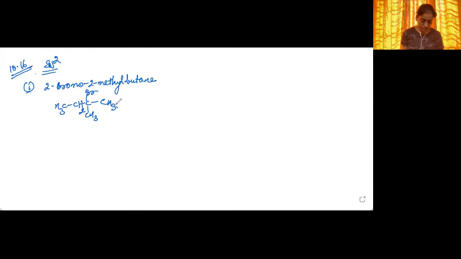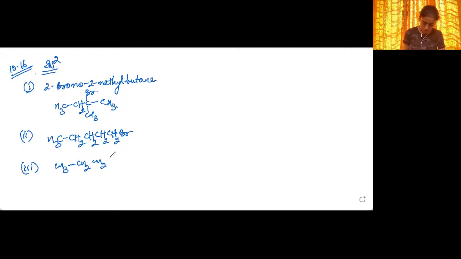Then the second compound here is 1-bromopentane. One, two, three, four, 5. Okay. Then the last one is 2-bromopentane. CH3, CH2, CH2, CHBr, CH3. So this is 2-bromopentane.